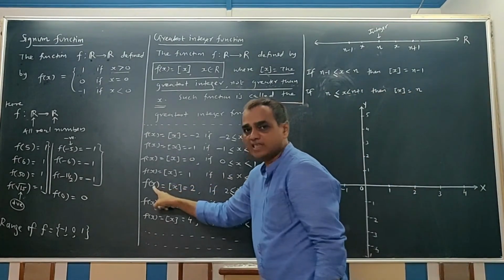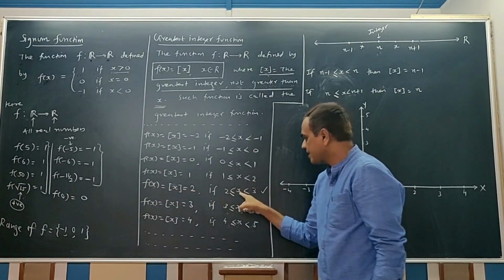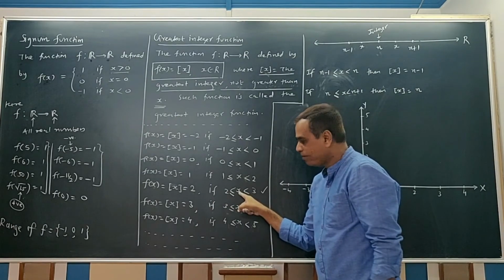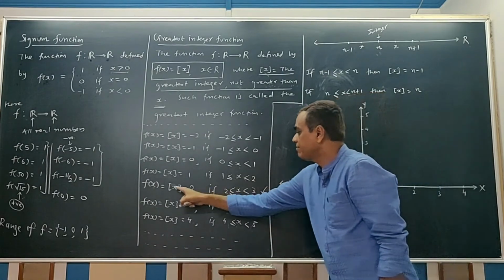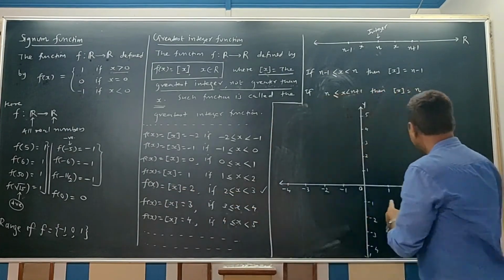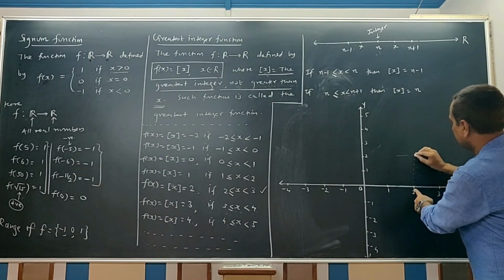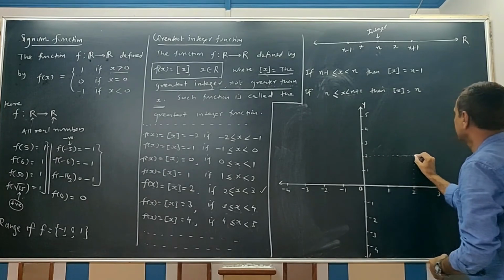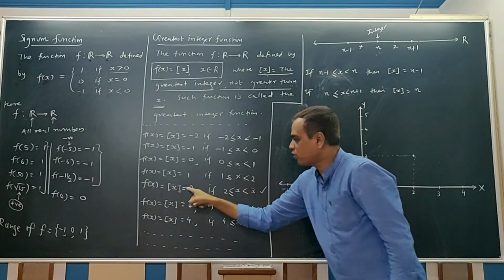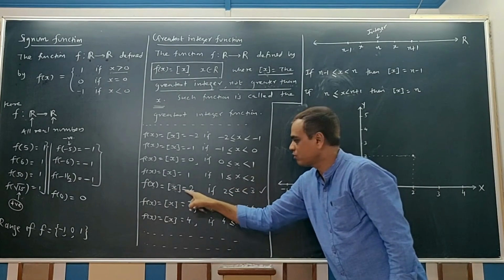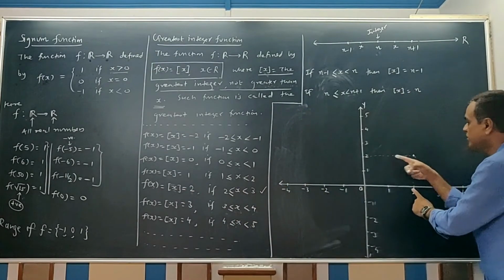f(x) means the value of y. Y is equal to 2 if x is a value belonging to 2 to 3, that means f of 2 is 2. Box value of 2 is 2. Box value of 2.1 is 2. Box value of 2.2 is 2. Showing this line on the graph, box value of 2 is 2.